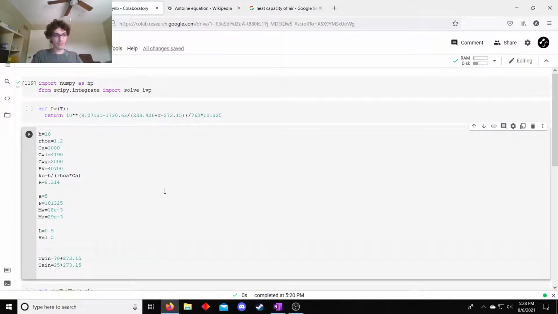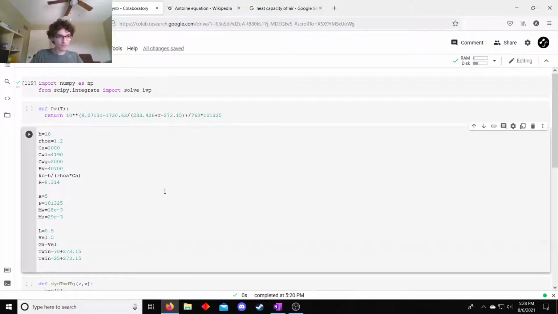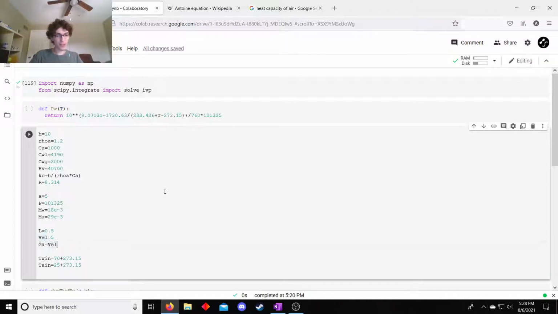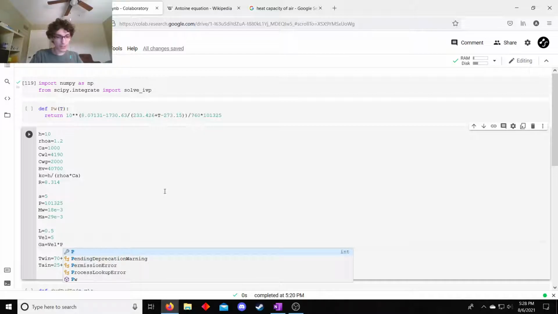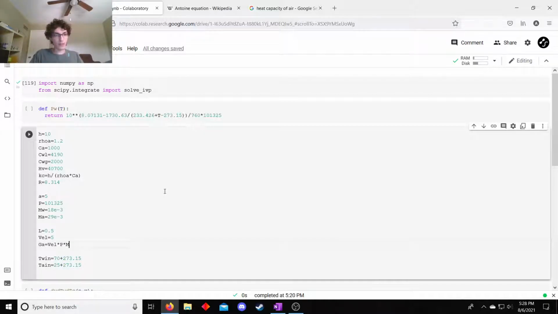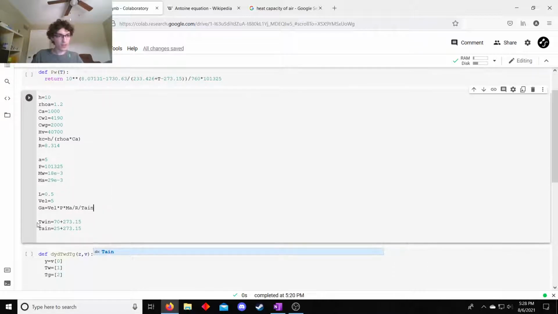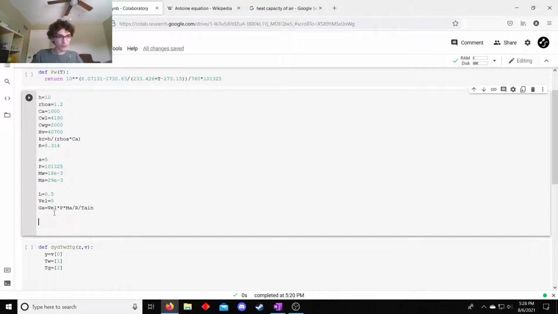So we will have the velocity of the air. Well, this will be the flow rate of the air. So this is going to be the velocity times pressure times the molecular weight of the air divided by R divided by T of the air that's going in. And I'm going to move these up above here.